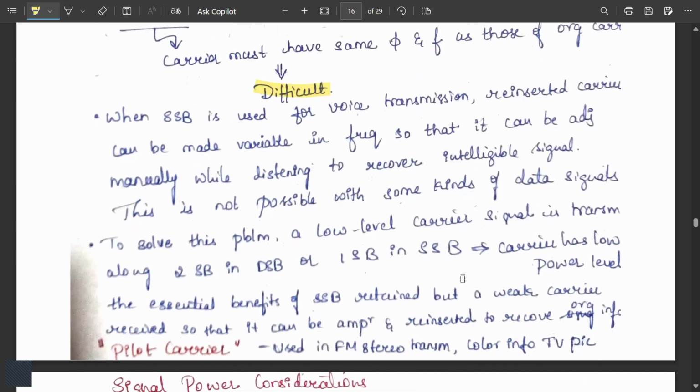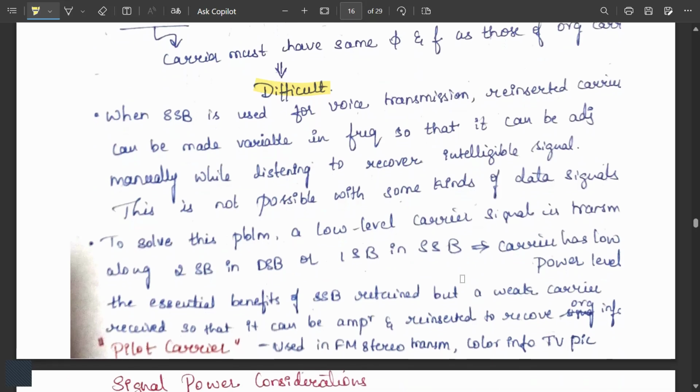To solve this problem, a low level carrier signal is transmitted along with the sidebands, 2 sidebands in DSB, or 1 sideband in SSB. The carrier has a low power level. The essential benefits of SSB are retained, but a weak carrier is received so that it can be amplified and reinserted to recover the original information. This pilot carrier is used in FM stereo transmission and for color information in the TV picture.